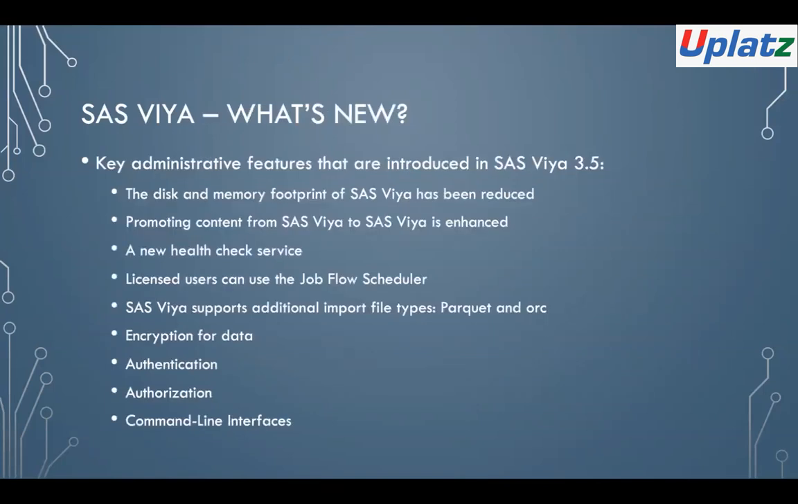Let's start talking about what are the new features that are introduced in this SAS Viya platform. The key administrative features that you see here are introduced in the latest version, SAS Viya 3.5. The disk and memory footprint of SAS Viya has been reduced, which enables you to do more processing. Much of this has been achieved by combining microservices. In certain SAS Environment Manager views, you can see all of these services.